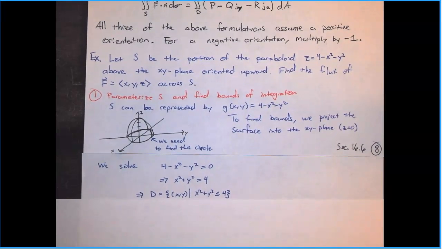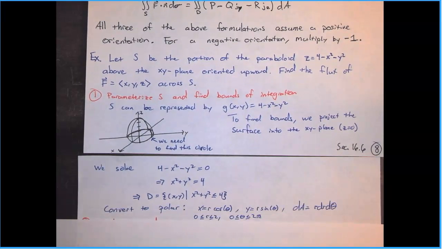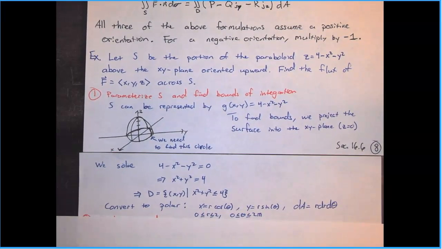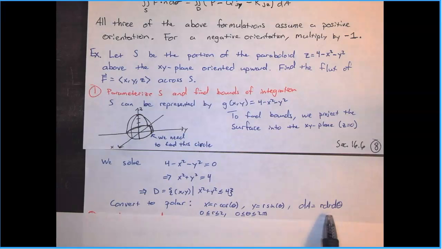Now if I'm integrating over a disk, it makes sense to convert to polar coordinates. So I'm going to let x and y be r cosine theta, r sine theta. R goes from 0 to 2, theta goes from 0 to 2 pi. And now I need to replace dA with r dr d theta. So I need to make sure I multiply by r.